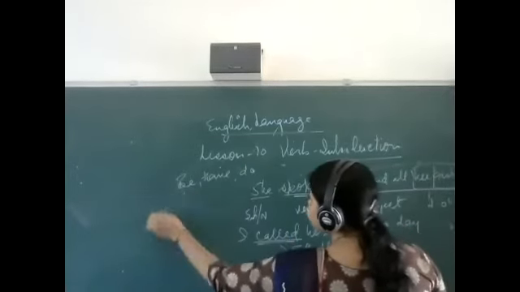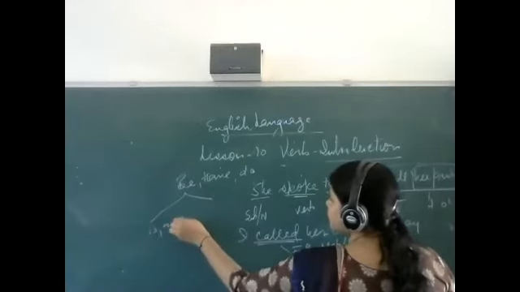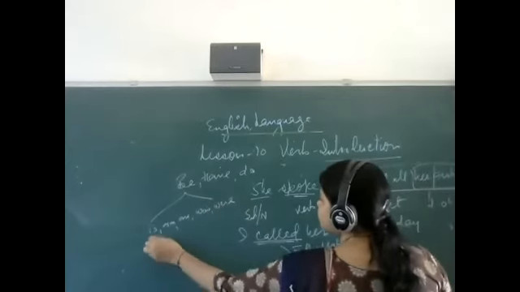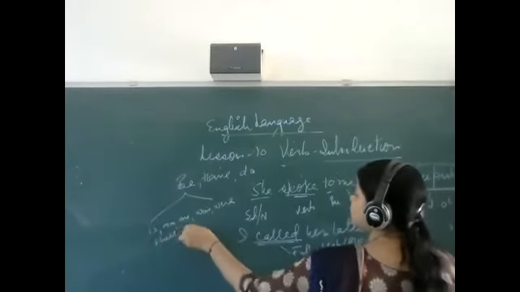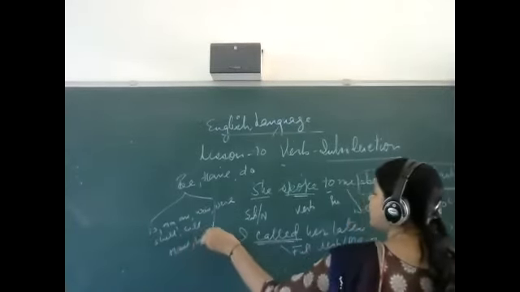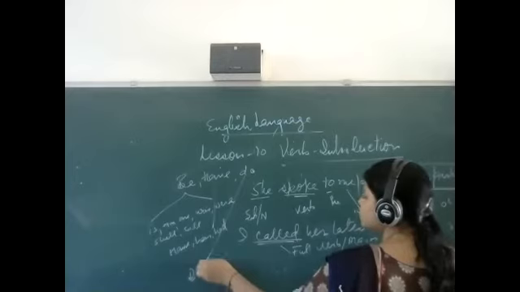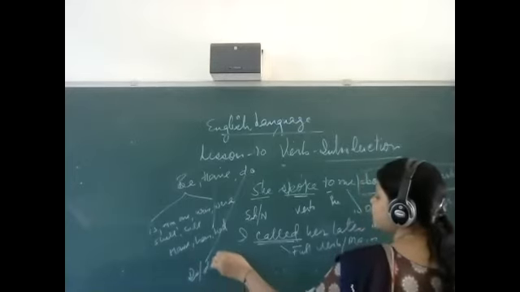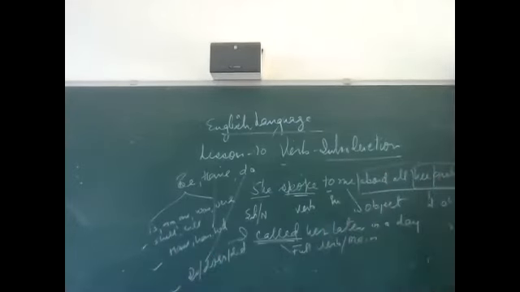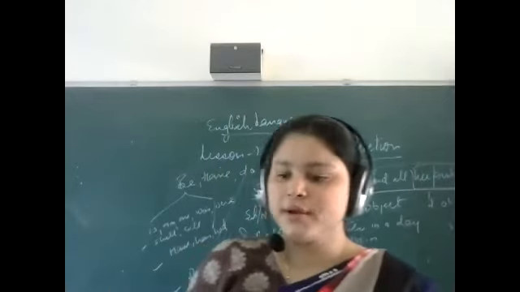For be, how many parts will come? Is, am, are, was, were, shall, will. In have: has, had. What about do? Do, does, and did. Just remember that these are helping verbs. Auxiliary verbs are also known as helping verbs.